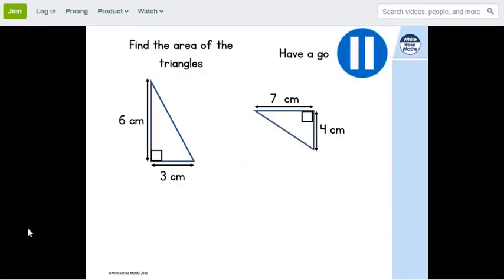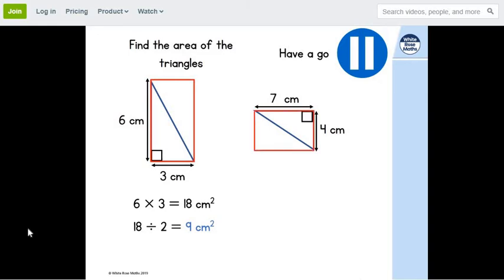So, 2 for you to have a go at now. Can you find the area of the triangles? Let's have a look at the first one. Again, visualising the rectangle. The rectangle's area is 18 centimetres squared, so the triangle's area is 9 centimetres squared. Again, on the right, the rectangle's area is 28 centimetres squared, and the triangle's area is half of that, which is 14 centimetres squared.